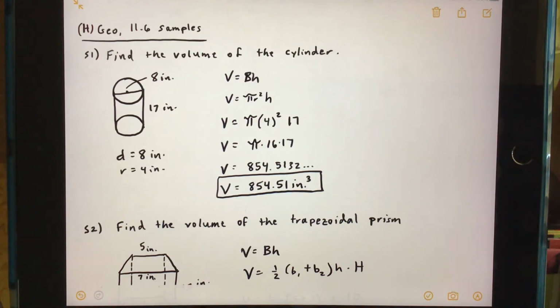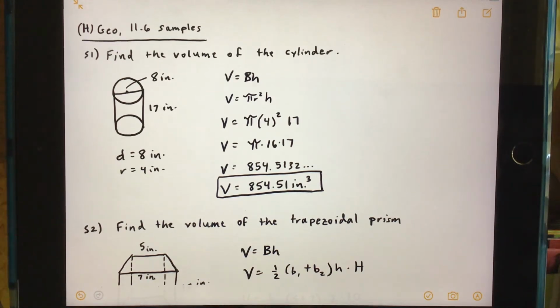Hello, geometry classes. Let's go over our 11.6 samples, preparing for the 11.6 quiz, where we are finding the volumes of prisms. So remember, prisms are three-dimensional solid figures that have the same base on the top, bottom, or on either side of the figure, and those bases are congruent. So we can use that to our advantage when we're finding the volume of these prisms.